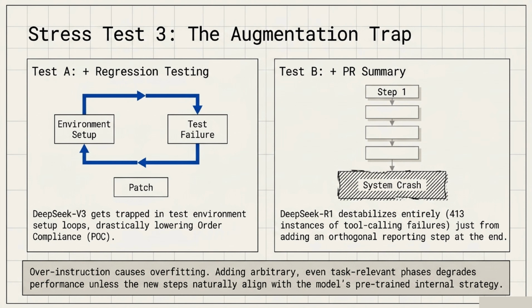Test 3 explores the augmentation trap. As engineers, we love adding best practice steps to prompts. But over-instruction causes overfitting. When we added regression testing to DeepSeek V3, it got permanently stuck in environment setup loops. When we added a simple PR summary step for DeepSeek R1, the system crashed entirely over 400 times. If the new steps don't align with the model's pre-trained internal strategy, performance tanks.